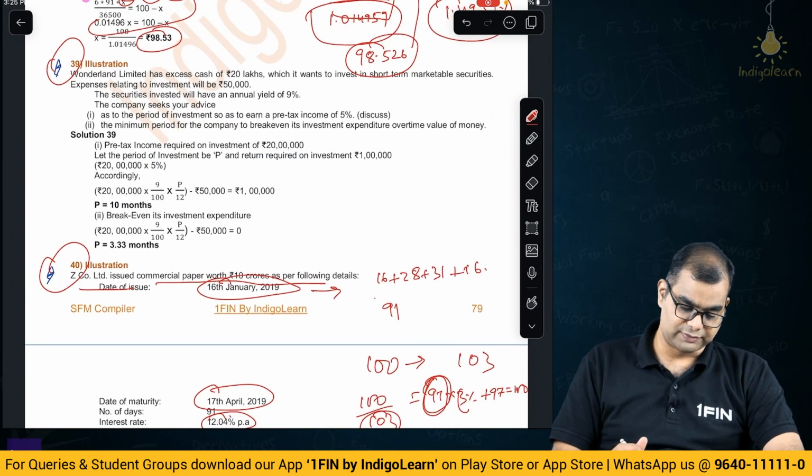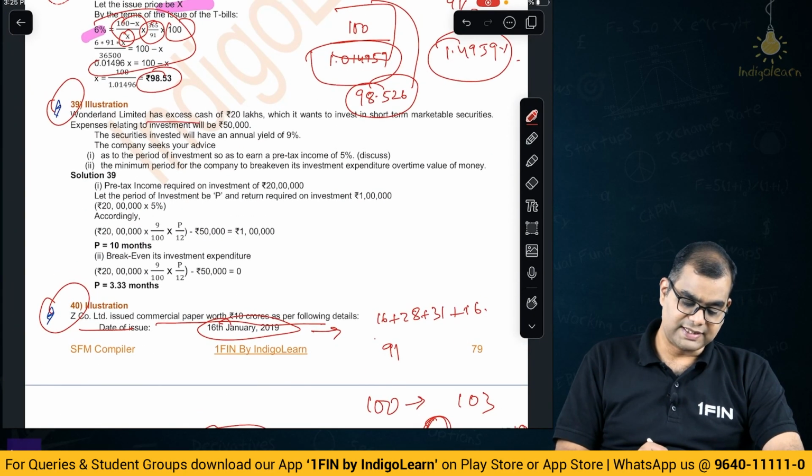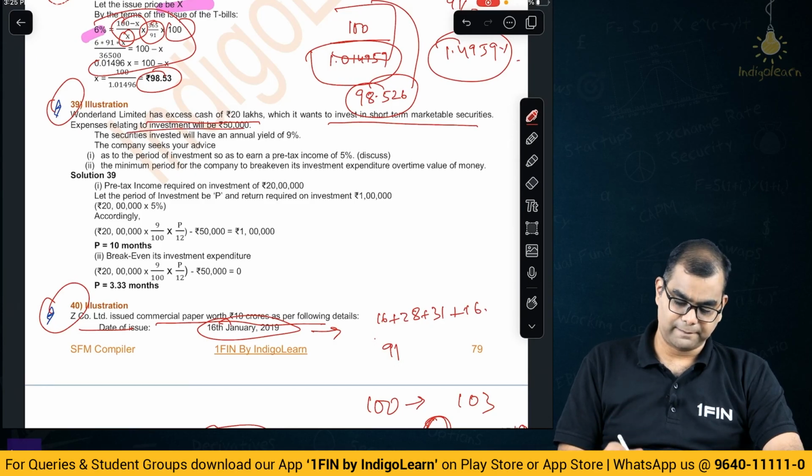Next, let us look at the next one. Wonderland Limited has excess cash of 20 lakhs, which it wants to invest in short-term securities. Expenses relating to investment will be 50,000, no problem. Securities invested will have an annual yield of 9%. The company seeks your advice on the period of investment so as to earn a pre-tax income of 5%.